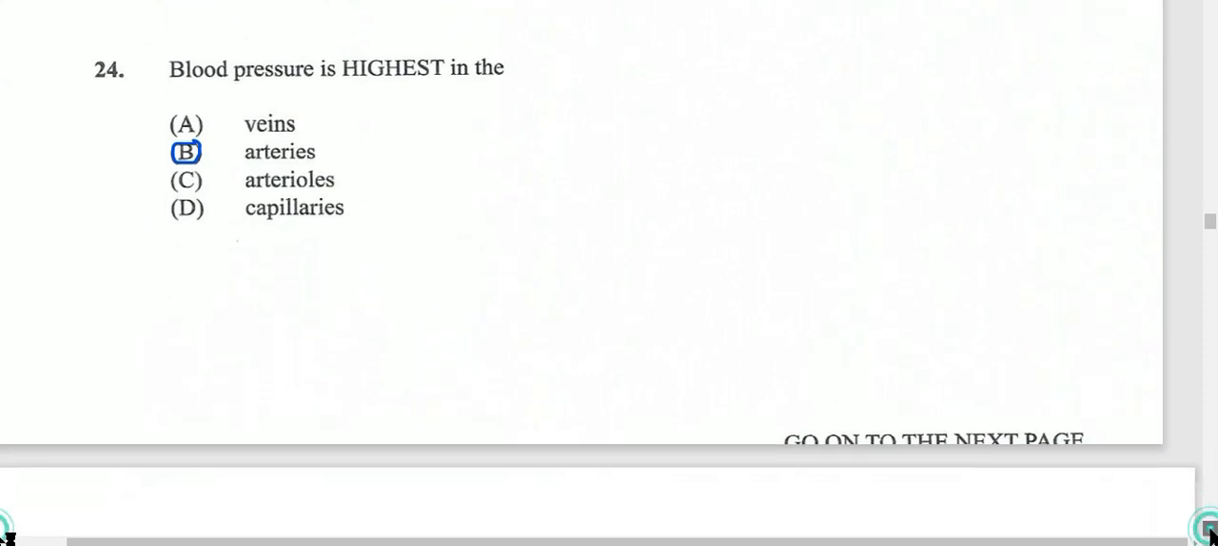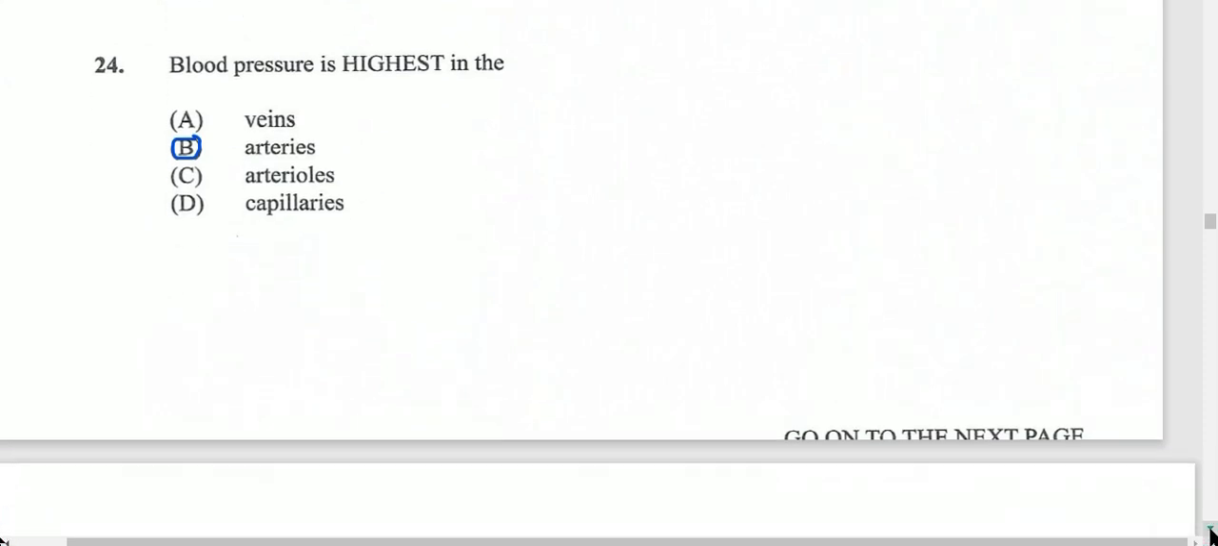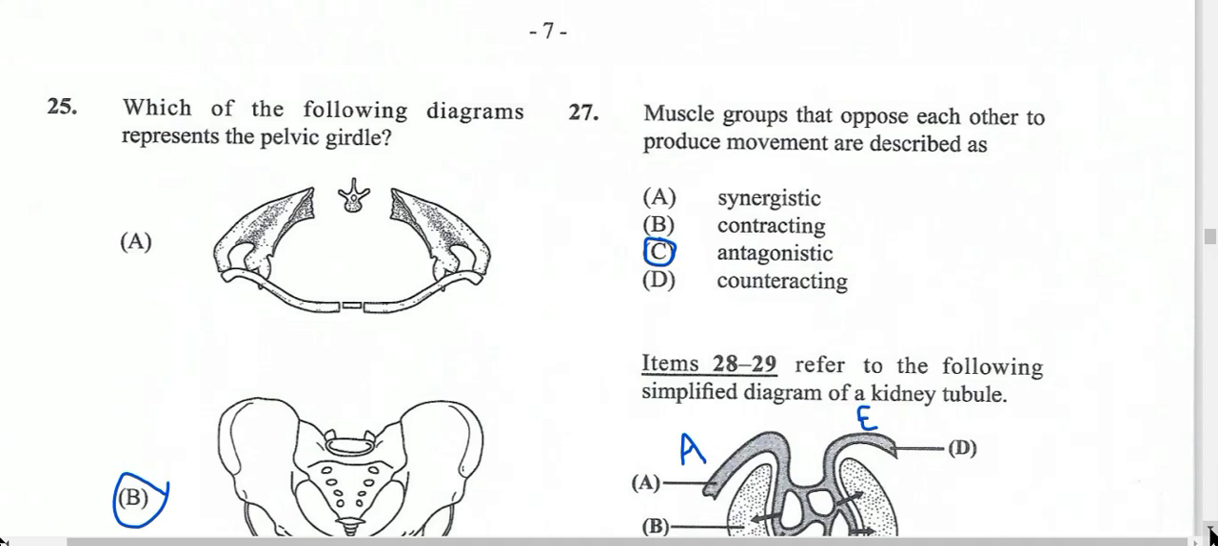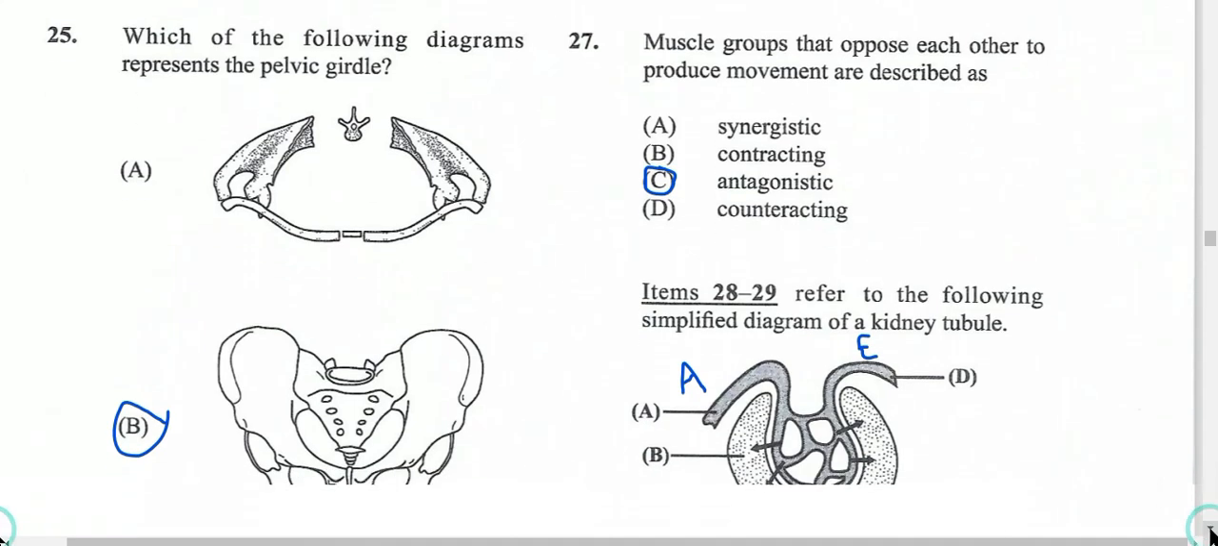When we move on to question number 25, we've just completed 24 and the answer there is going to be B. Question number 25, which of the following diagrams represents the pelvic girdle? The pelvic girdle is going to be represented by B. Our answer here is B, and it's going to be textbook.